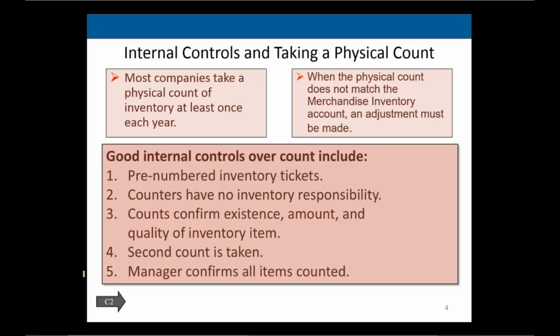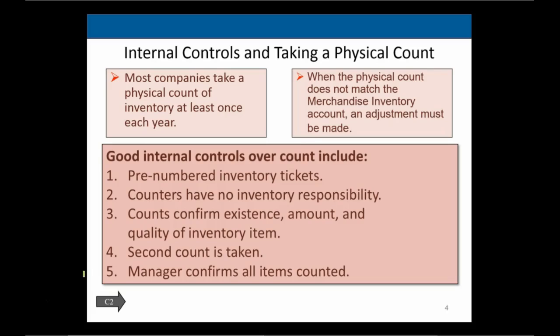In the grocery store, we're going to count everything, and then we're going to compare it to what the books say is on there in the perpetual inventory system. A lot of times the count will be less than what the perpetual inventory system says. Why might that be? It could be shrinkage, it could be theft, it could be spoiled, and all these types of things that could have happened. Then we'll have to write down the inventory to the physical count.